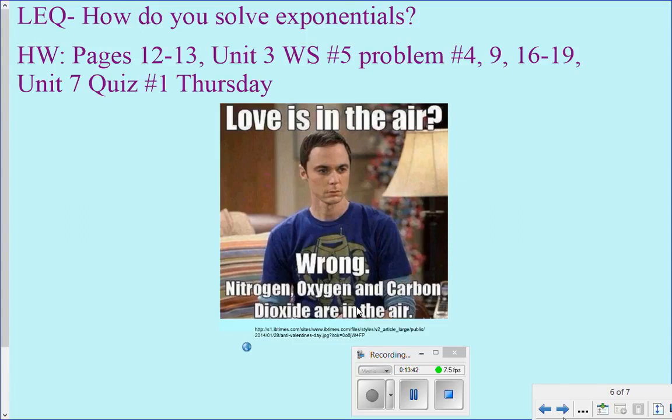Your homework tonight is all of pages 12 and 13, and then just these select problems 4, 9, 16 through 19 on worksheet number 5. Now, take notice, please, that this worksheet number 5 is in Unit 3. We are currently in Unit 7. However, I want you to go back to Unit 3, Worksheet 5, and do those problems. Okay, so that's not a typo. That is intentional. We're going back to Unit 3, Worksheet number 5. So that's your assignment for tomorrow.